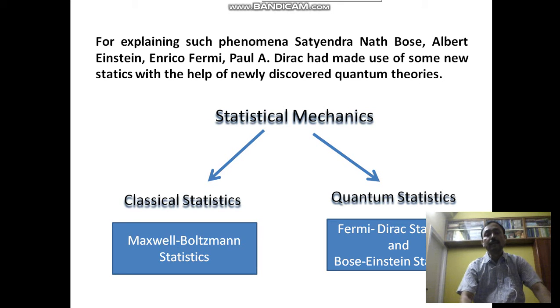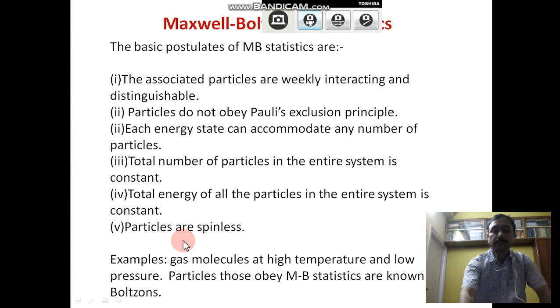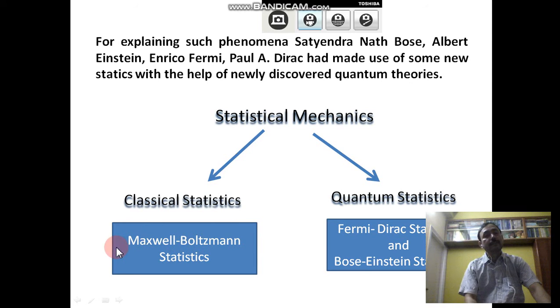So again we can show this figure. Statistical mechanics can be broadly classified into two types. One is classical statistics. Maxwell-Boltzmann statistics falls under this criteria. Another one is quantum statistics. Fermi-Dirac statistics and Bose-Einstein statistics fall under the criteria of quantum statistics.